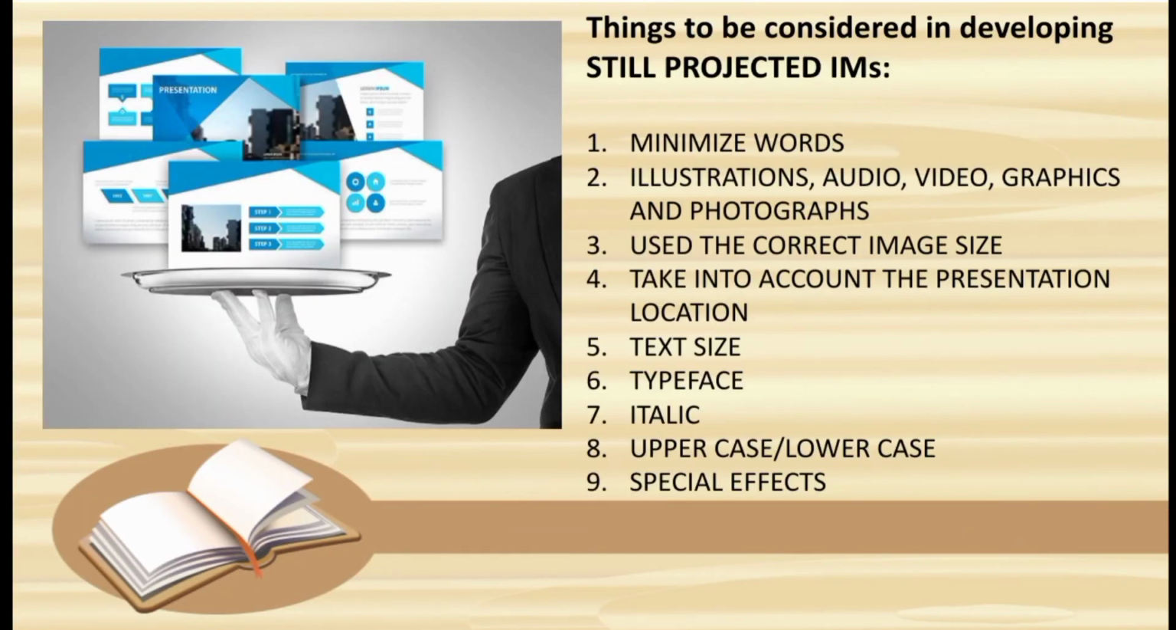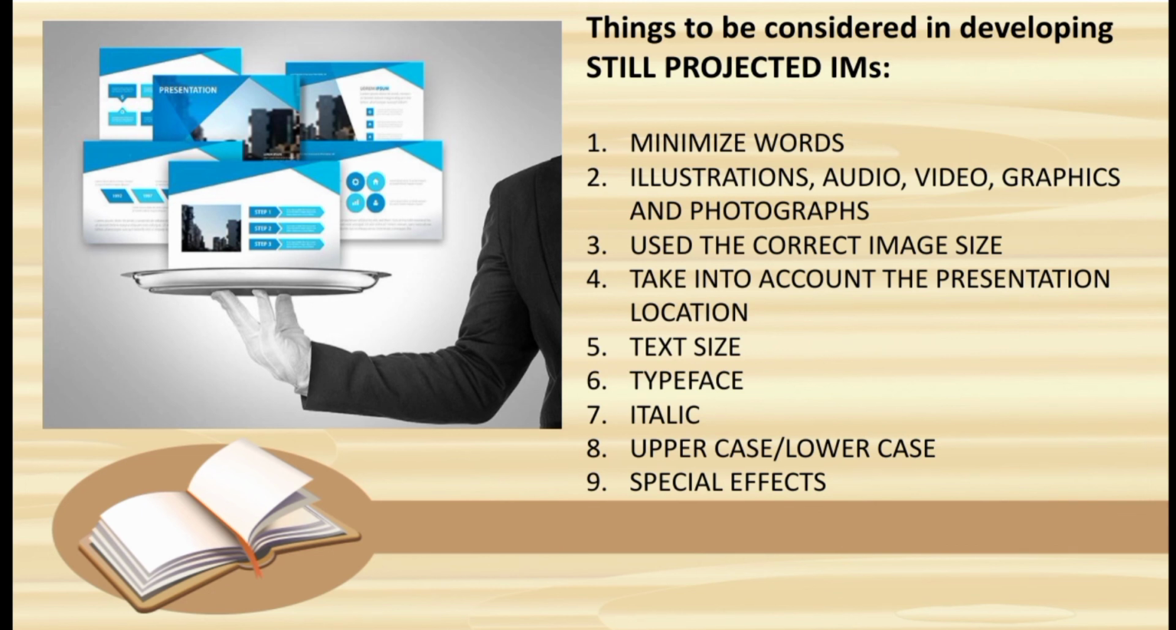To summarize, these are the things to be considered in developing still projected instructional materials. First is minimize words. Second is illustrations, audio, video, graphics, and photographs. The third one is use the correct image size. Then the fourth one is take into account the presentation location. Then the fifth one is text size. We should consider the text size.